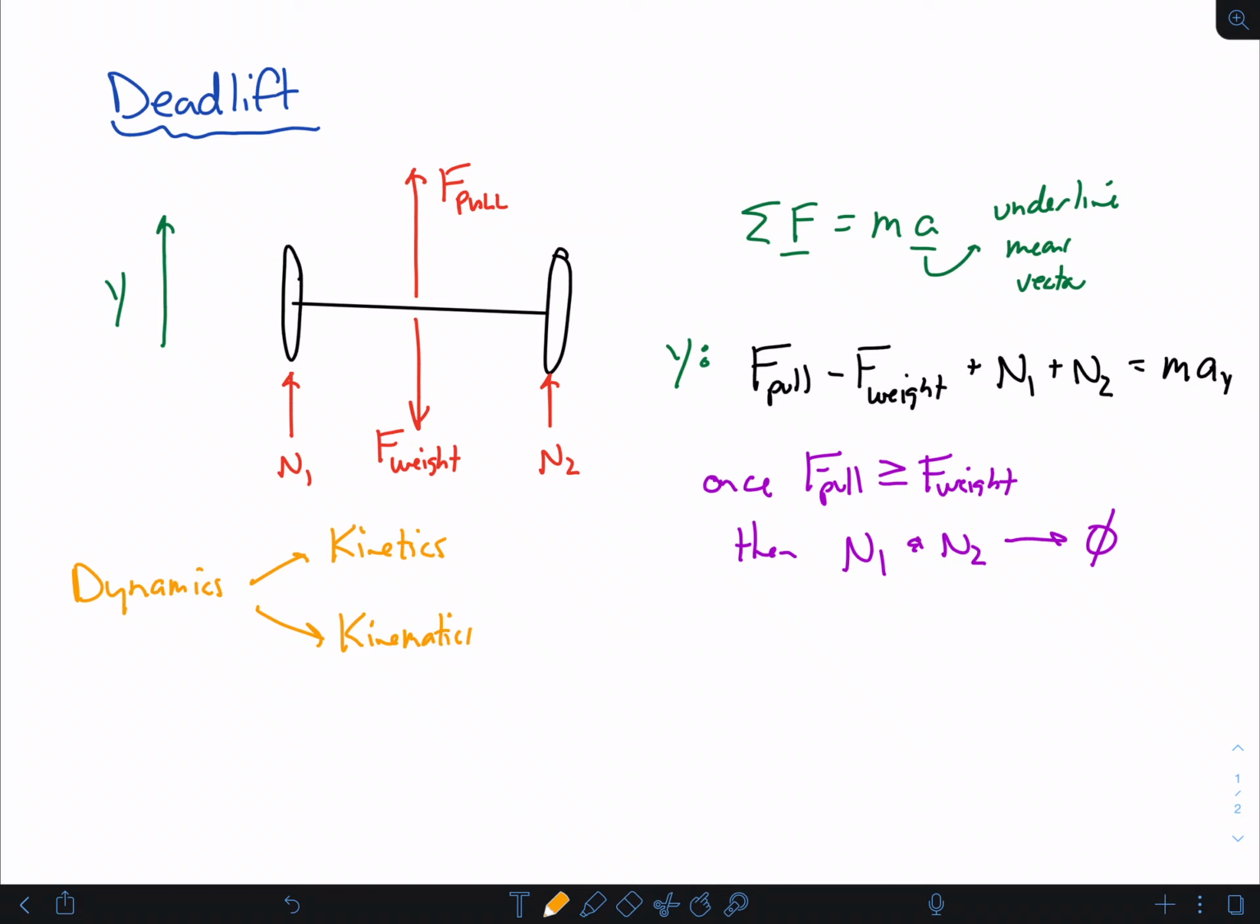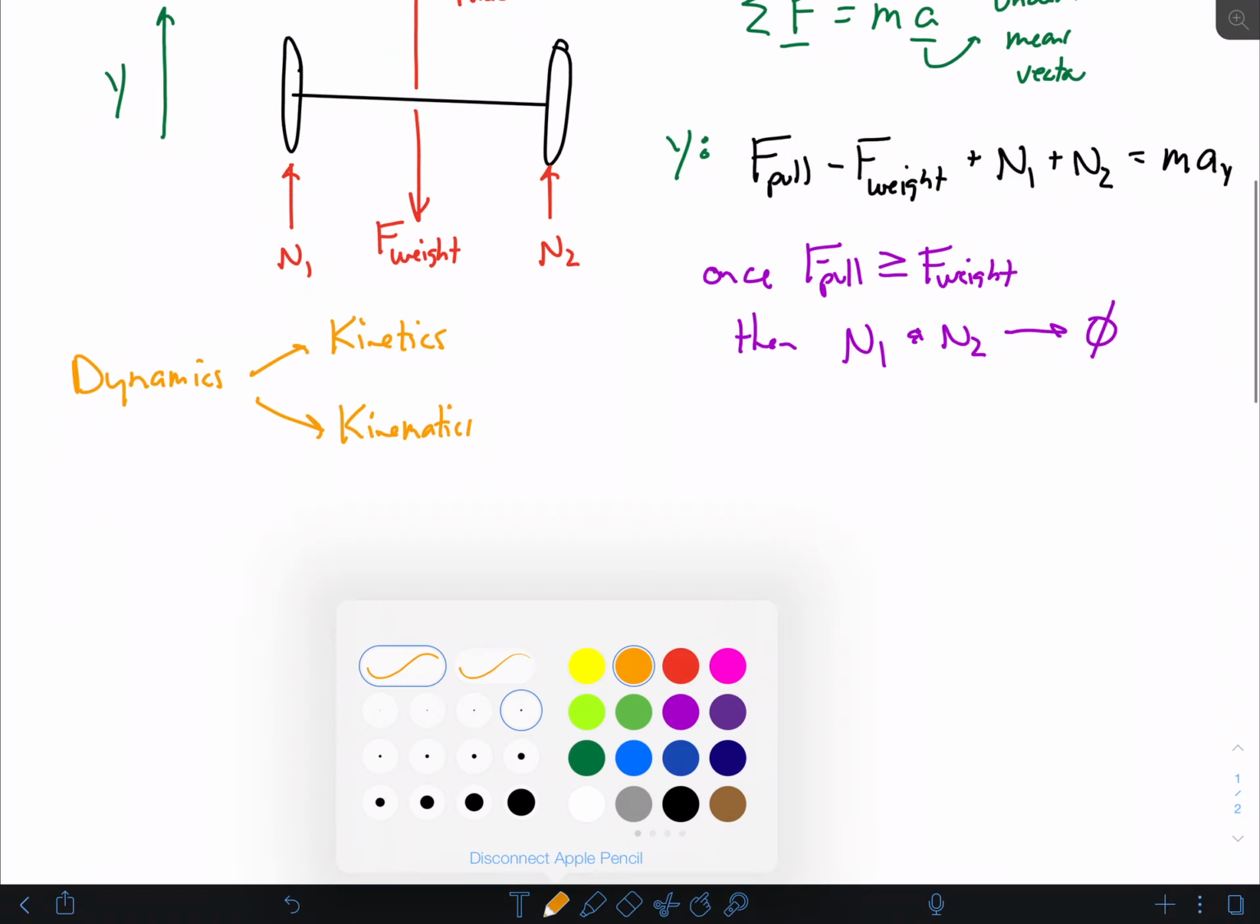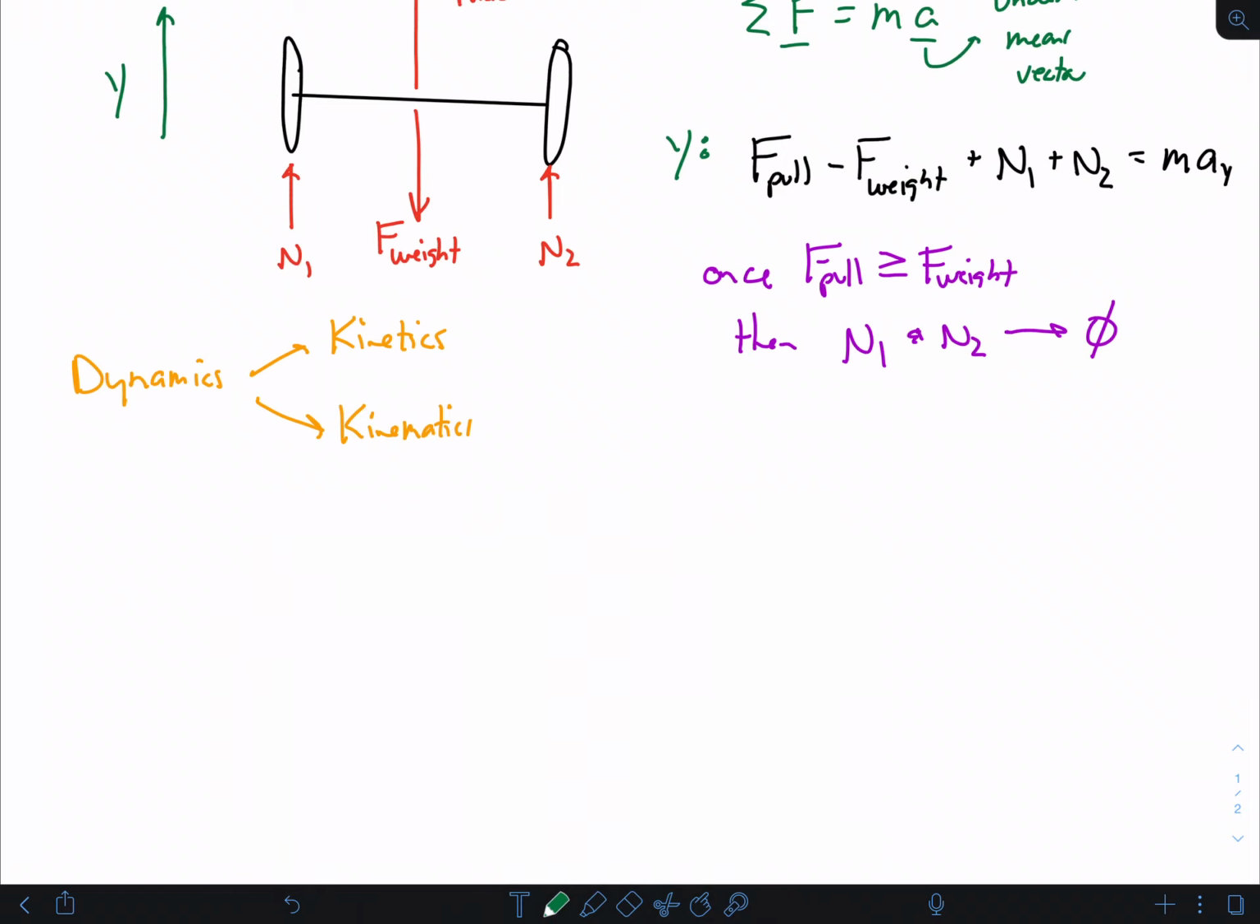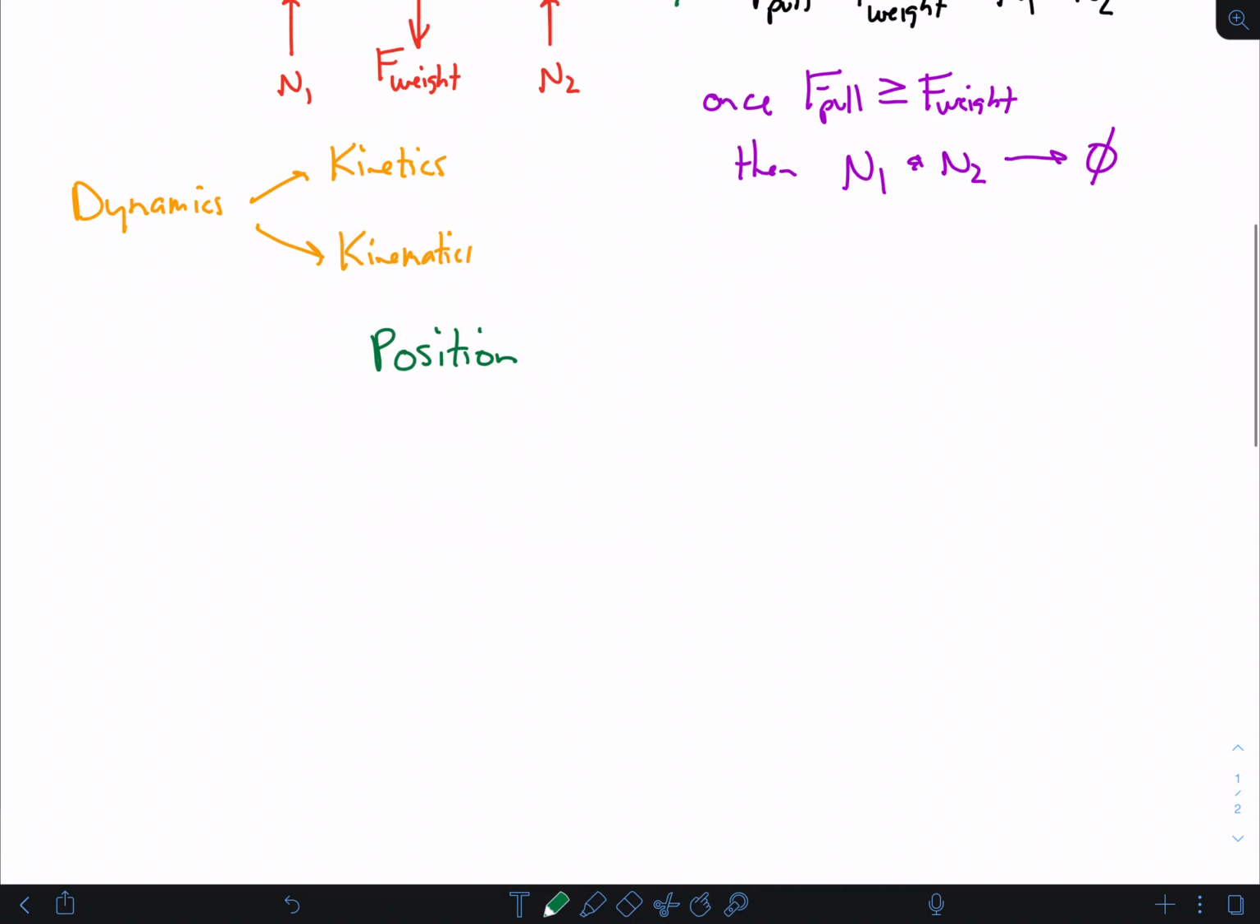If we think about kinematics, what are some things we want to measure? The things we need to think about are position: where is an object in space? What's the position? Do we know what its velocity is? And lastly, do we know the acceleration?